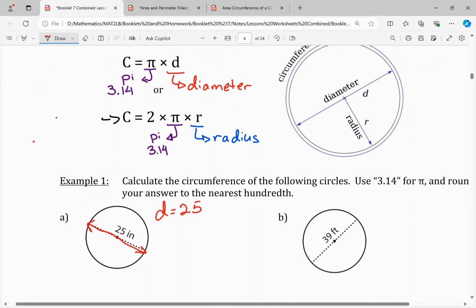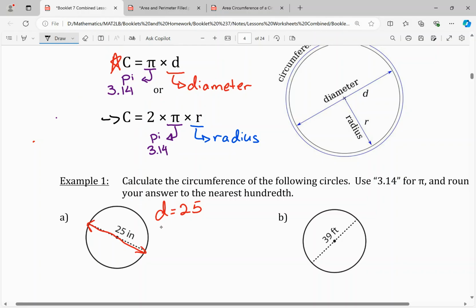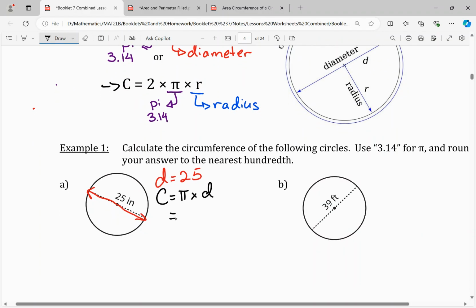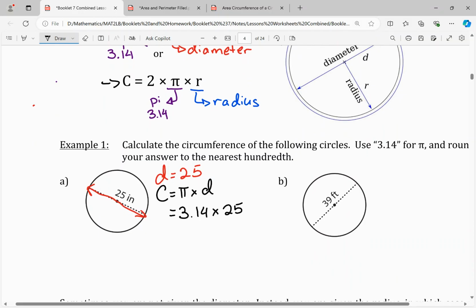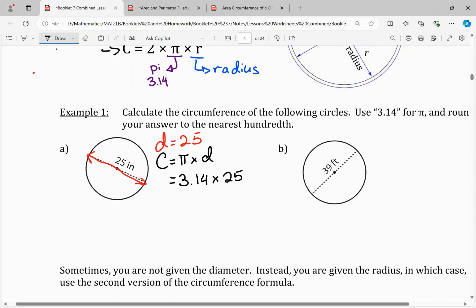Since we're given the diameter, I am going to use this equation up here. Let me rewrite that next to the circle. Circumference equals pi times the diameter. Or, in other words, circumference equals 3.14 times 25. Now, this is where you're going to need a calculator. Plug that in, 3.14 times 25, and you get an answer of 78.5 inches.